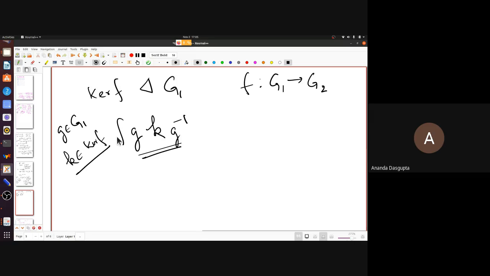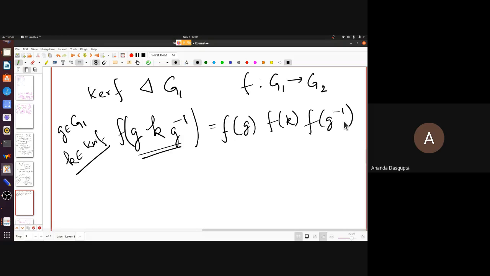And how do you check? You just apply F. But this is F(g), F(k), F(g inverse). Why? Because that's what a homomorphism does. You can apply the homomorphism before and then compose, or compose first and then apply the homomorphism. But then it's easy to show.